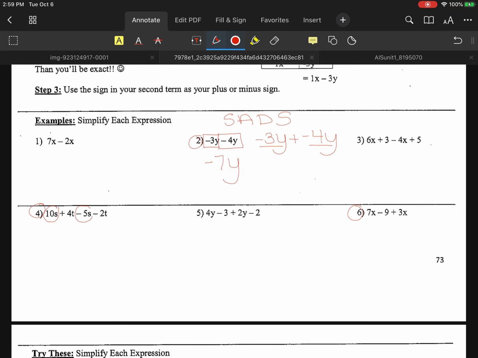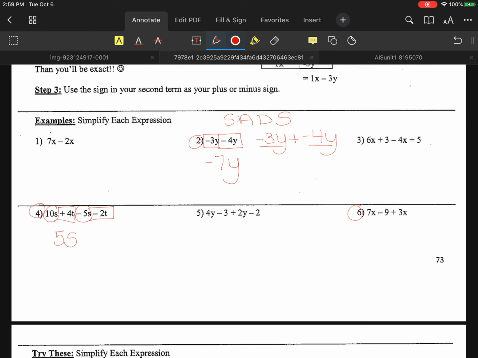Take a look at number 4. I skimmed through the problem. I have a 10s and a minus 5s. My 10 is positive and my 5 has a minus. Signs are different. I subtract. I get 5s. Take the sign of the higher number. It stays positive because 10 is higher than 5 and it's positive.